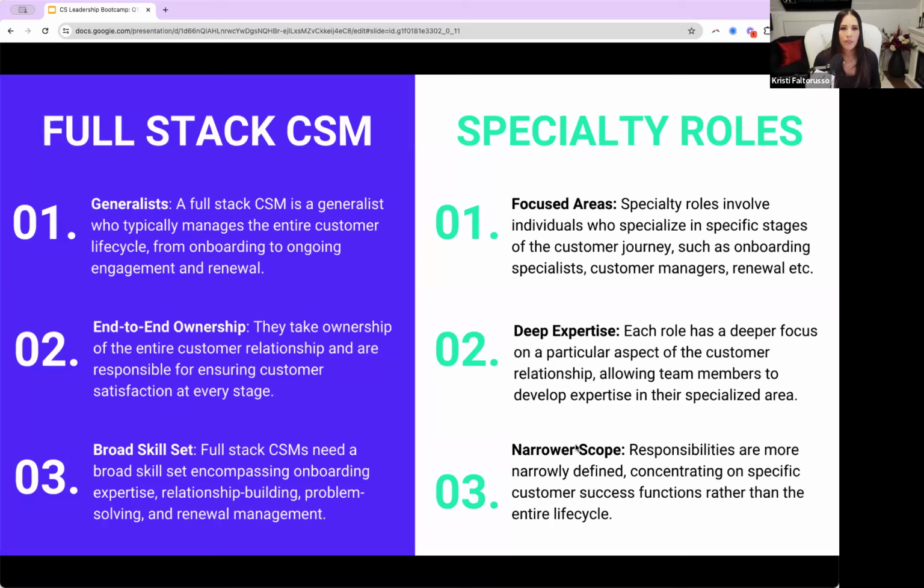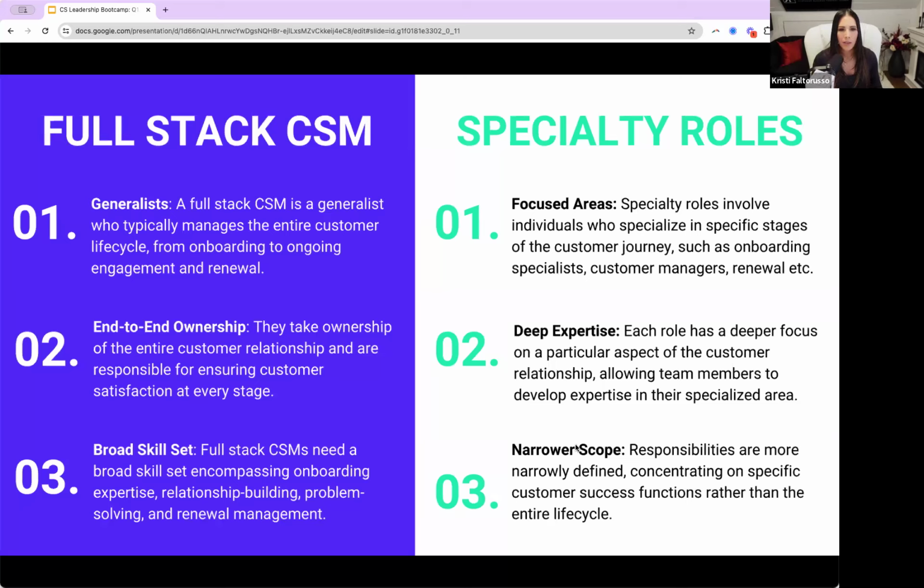When I refer to a full stack CSM, I'm talking about a generalist, right? This is the CSM who typically manages the entire customer lifecycle. What I always say is from new to renew, that entire customer lifecycle. You're managing every single part of that customer's journey. You're their single point of contact. It is that end-to-end ownership. You're taking care of that customer relationship. You're responsible for onboarding, satisfaction, and really you're their primary point of contact. And so owning all of that.